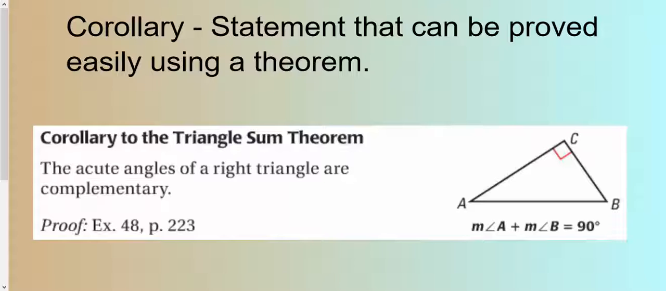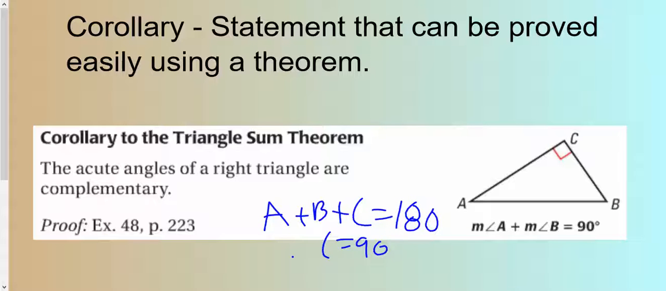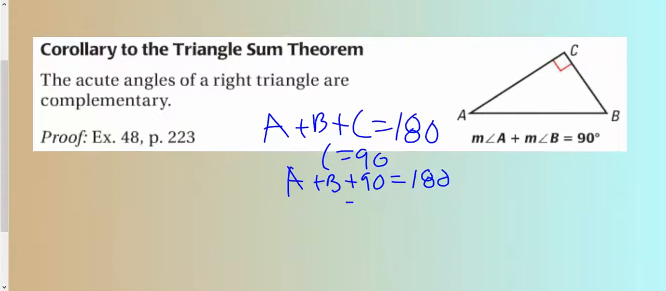And then we haven't talked about corollaries yet. They're statements that can be proved easily using a theorem. So this is the corollary to the triangle sum, and the reason why this is easy to prove is we know that a plus b plus c equals 180, and we know that c equals 90, so really you have a plus b plus 90 equals 180, and then you can subtract 90 and you have your theorem. So this is basically a theorem, but it's extremely easy to use based off of a theorem we just learned about. So they call it a corollary.